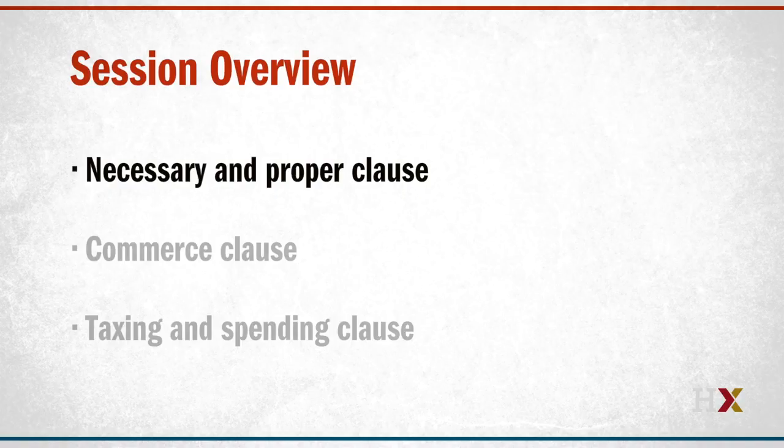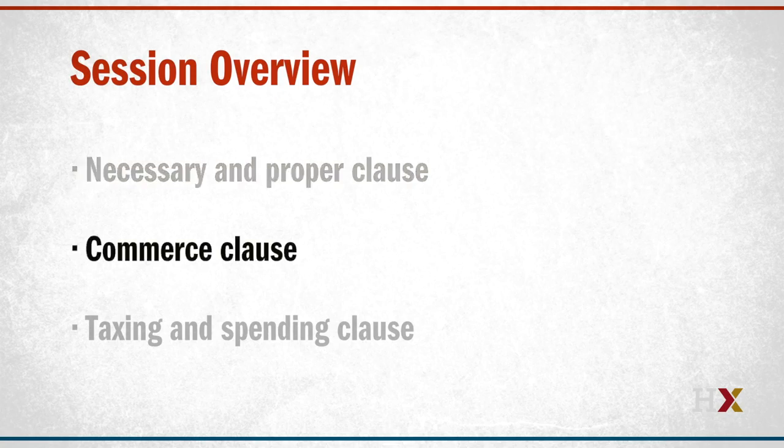One is the Necessary and Proper Clause. The second is the Commerce Clause, which grants to Congress the power to regulate commerce among the states. And the Taxing and Spending Clause, which grants Congress the authority to tax and spend. The importance of the first of these clauses, the Necessary and Proper Clause, was established early in the nation's history.